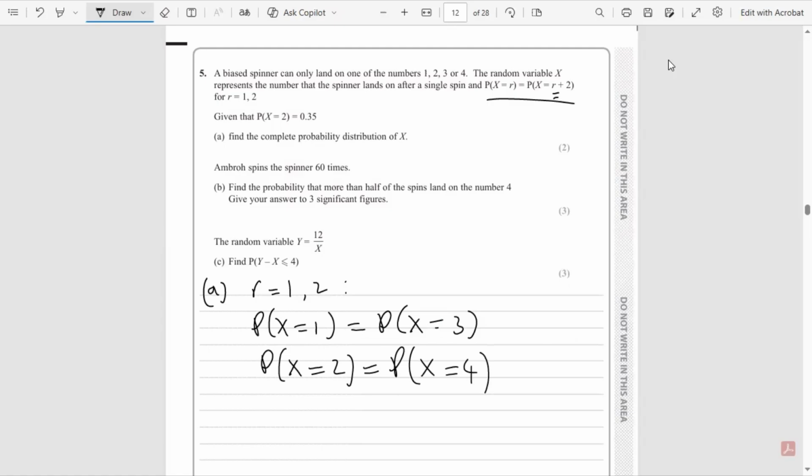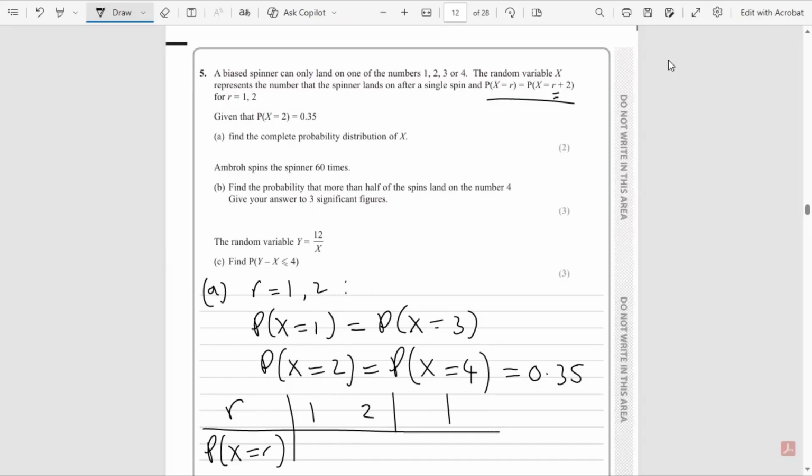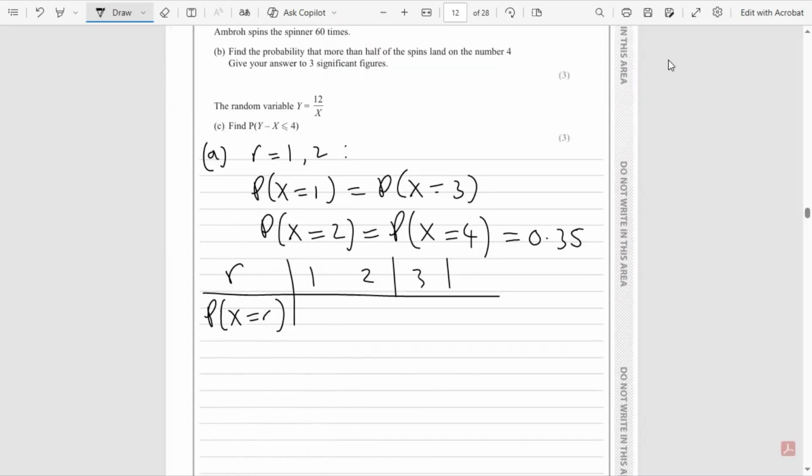Now, we're told from the question the probability x equals 2 is 0.35. So if we do a little table here, let's put r here, and let's put the probability x equals r here as well in this row. So we can put 1, 2, 3, 4 in the columns here. And now we can insert the probabilities. So 3 there, 4 there. So we have the probability that x is 2, again, we know that's 0.35. Probability x is 4, 0.35 as well.